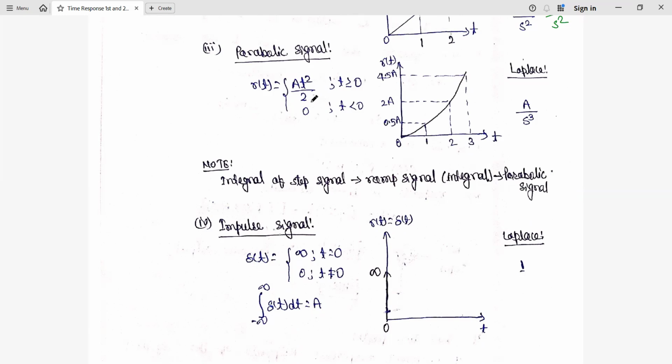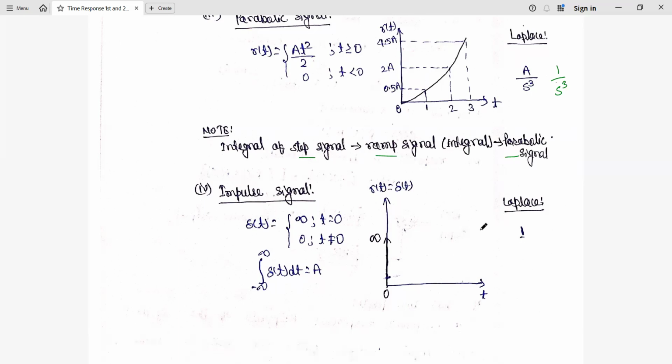If it is the unit parabolic signal, then we have t square by 2 for the time interval t greater than or equal to 0, and for t less than 0, its value is 0. So Laplace of this is a by s cube. If it is the unit parabolic signal, then we have 1 by s cube. So how are we going to obtain these values? If you integrate the step signal, we obtain the ramp signal, and if you integrate the ramp signal, we obtain the parabolic signal.